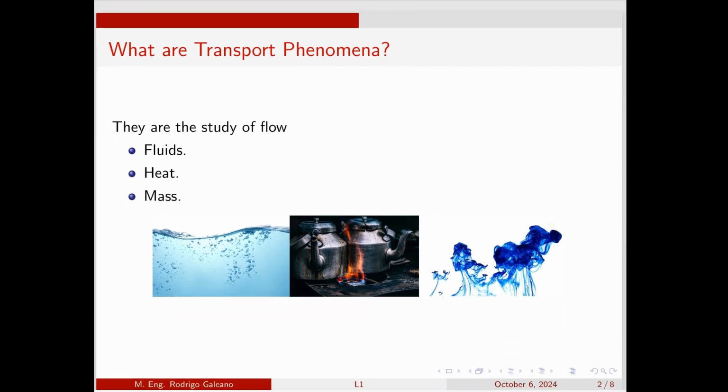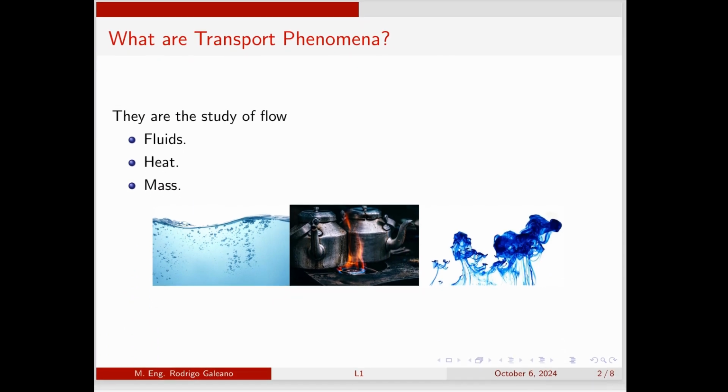Now, what are transfer phenomena? They are the study of flow. We can have flow of fluids, for example, moving water. We can think about flow of heat when we heat a teapot, for example, or we can have flow of mass when we have a dye that is diffusing or spreading away within a liquid medium. So even though these three processes are very different, they are all studied by transfer phenomena.